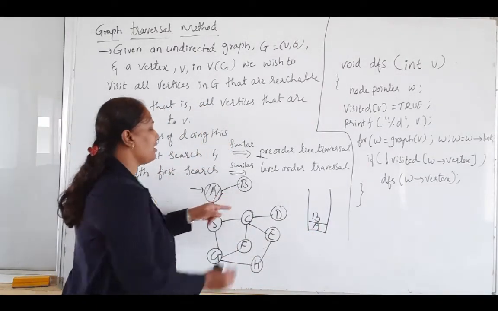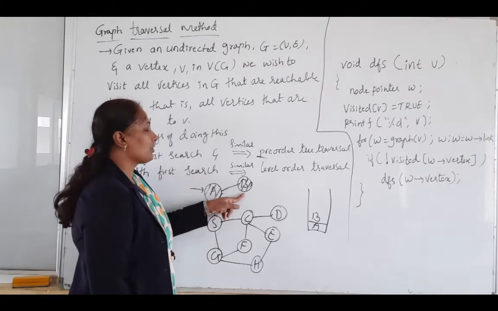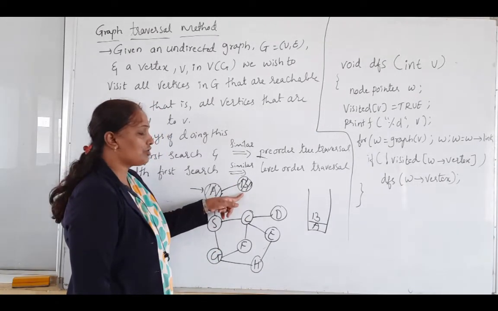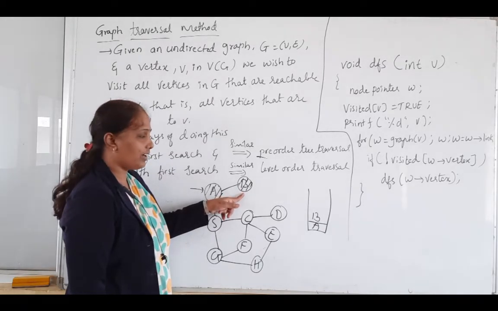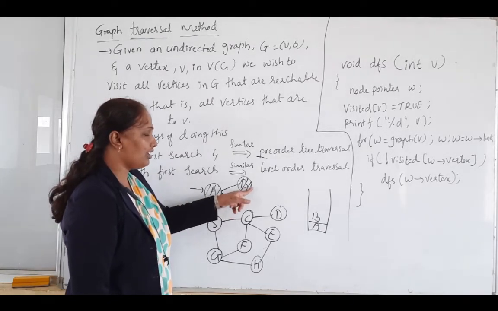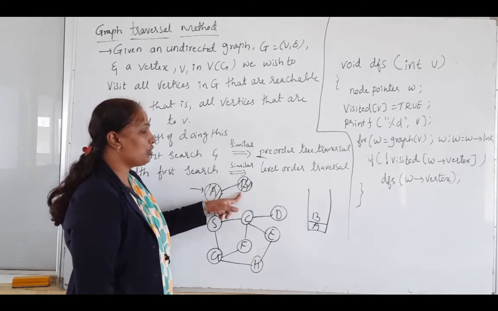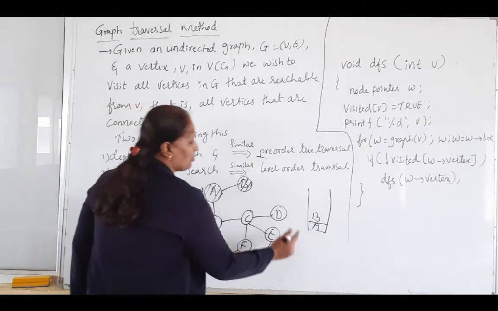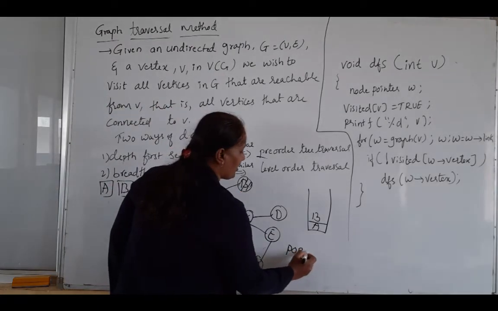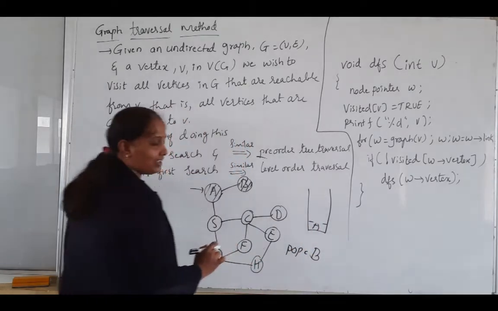Next, I will mark this B as visited. Once I visit this B, I should check the connected vertices of this B vertex. Are any vertices connected to this B vertex? No. So I am going to pop this from the stack. This is the pop order list, so B I am going to pop from the stack.